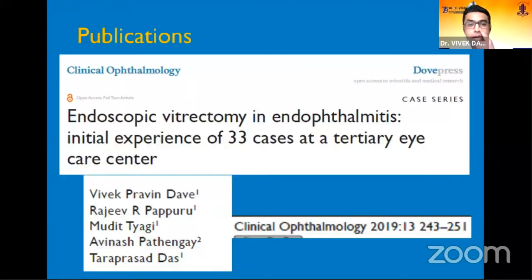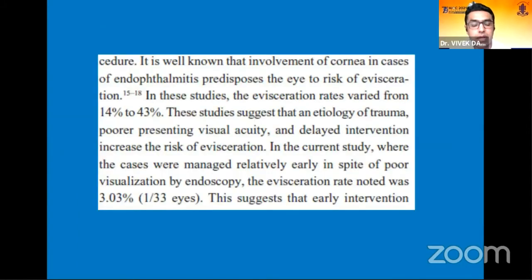We have collated our experience in a few papers, one where we have put in our experience in endophthalmitis, where in 33 cases, we saw that as the literature mentions, evisceration rate of 14 to 43%, in our study, we noticed that we had evisceration requirement coming down to 3%. Only one out of these 33 eyes actually progressed and we had to eviscerate.